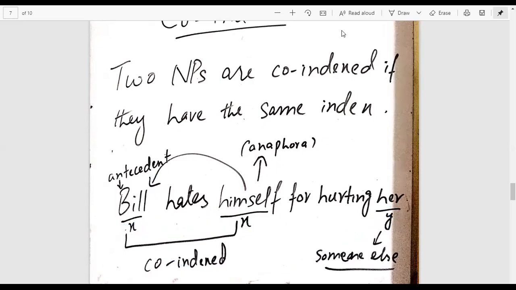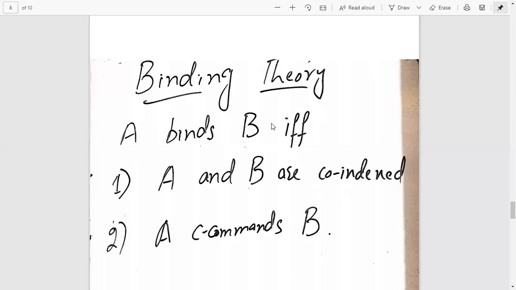Here we go. So this is binding theory after all. We have paved, you can say built, our basis for the binding theory. We have discussed so many technical terms which can be used in this binding theory. So now is the time to discuss the definition of binding theory.